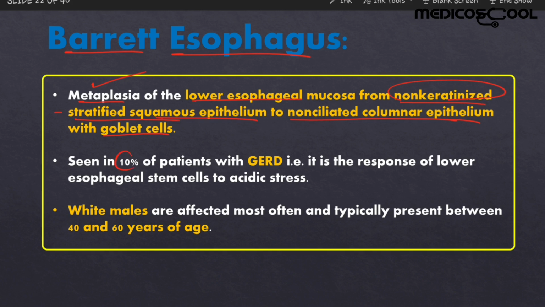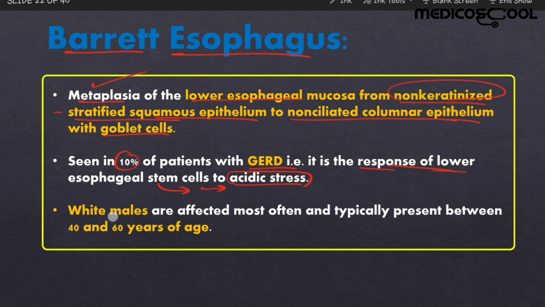It's seen in about 10% of patients with GERD, i.e., GERD is the most important risk factor for the development of Barrett esophagus, as I have already discussed in the lecture regarding GERD, i.e., it is the response of the lower esophagus stem cells to the acidic stress, and these stem cells will cause the conversion of the non-keratinized stratified squamous epithelium to the columnar epithelium.